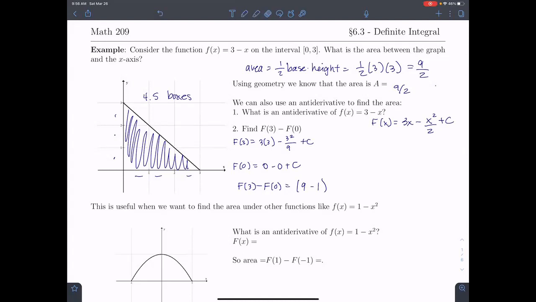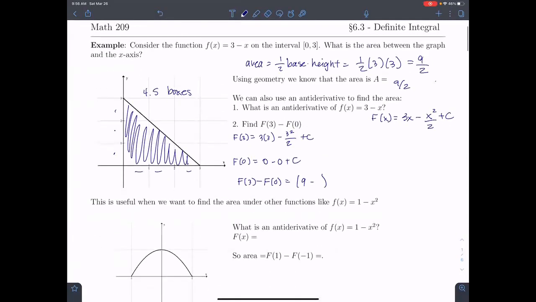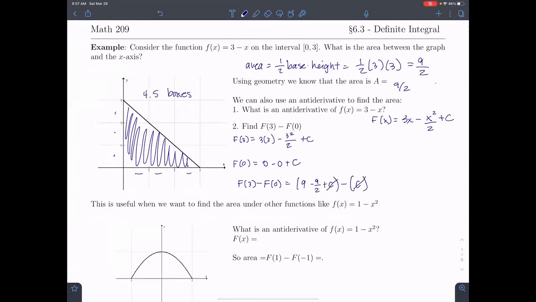Oh, that's a 2. Why did I write a 9 right there? Anyone know? No, that's a 2. 9 minus 9/2 plus c minus 0 plus c. All right, so those plus c's are going to go away. 9 minus 9/2 would be 18/2 minus 9/2, which is 9/2, which is good because that's what we got before. So this shows you that the antiderivative on a certain interval will give you the area between the graph and the x-axis, which is cool.